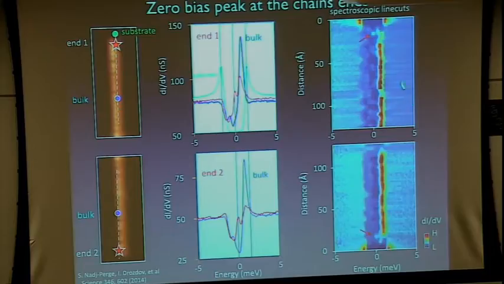What I like about showing the data like this is that you can see that as you go to the end of the chain, these bulk Shiba band states respond to the fact that you're getting to the end of the chain. But this zero bias peak, if you plot the data like this, you can see comes almost out of nowhere and shows up at the end of your system.